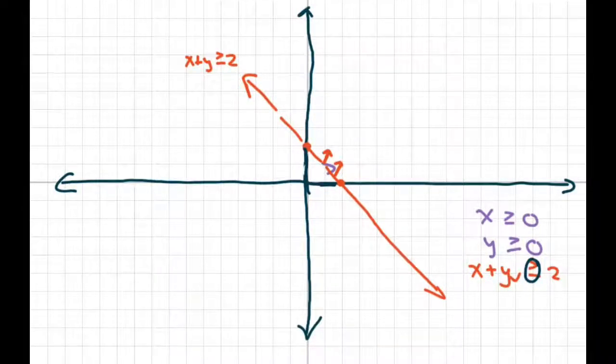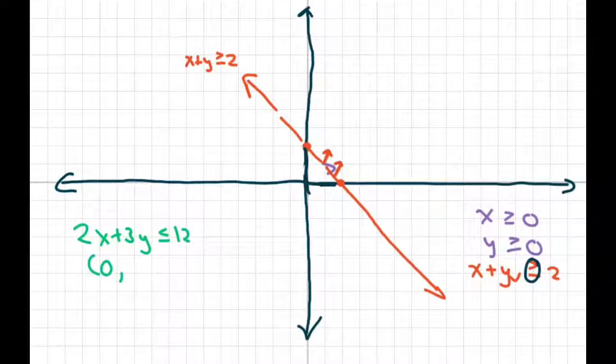Now the other equation was 2x plus 3y is less than or equal to 12. So when x is 0, if you divide by 3, you get 4. And when y is 0, you get 6. So we have (0, 4) and (6, 0). 1, 2, 3, 4, 5, 6. And let's graph that. So something like this.